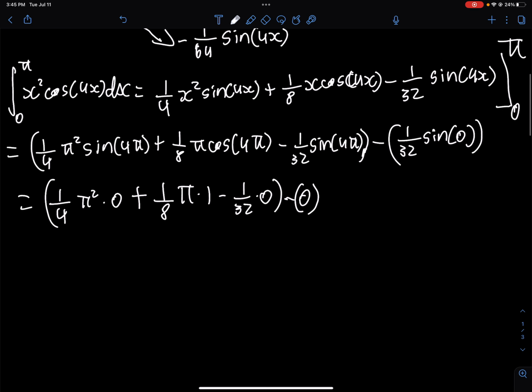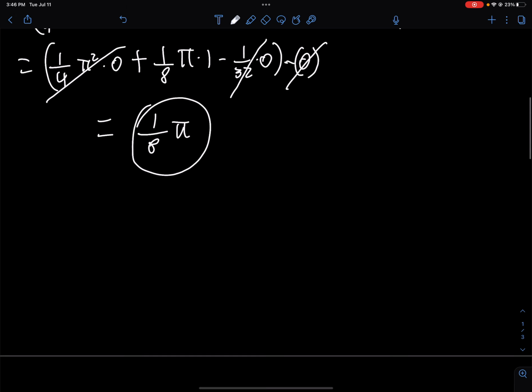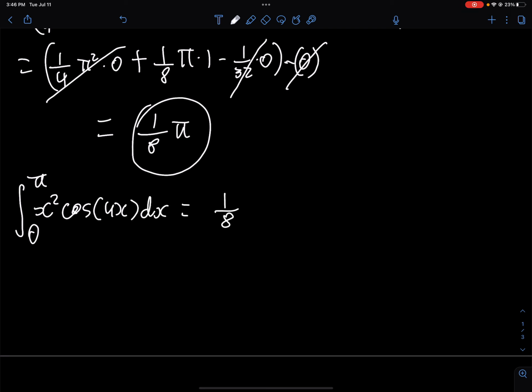So what we notice here, this 0 multiplied by anything will cancel out. Here we have 0 multiplied by 1/32, that will cancel. Subtracting 0 doesn't matter. And all that we're left with is 1/8 of pi. So therefore, we have 1/8 of pi, like so. And this is our final answer. So we can finally see that the integral from 0 to pi of x squared multiplied by the cosine of 4x dx is equal to 1/8 of pi. And that was pretty cool.